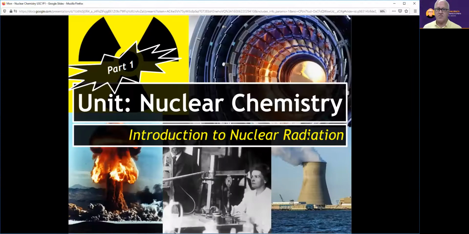Let's get started. In this image here, you see a fair amount of pictures. You see the cooling tower of a nuclear reactor. You see an atomic bomb going off in the lower part. You see a scientist doing some experiments, and it looks like a big power tube there. And all of this has to do with nuclear chemistry, and today we're going to get into how that goes.